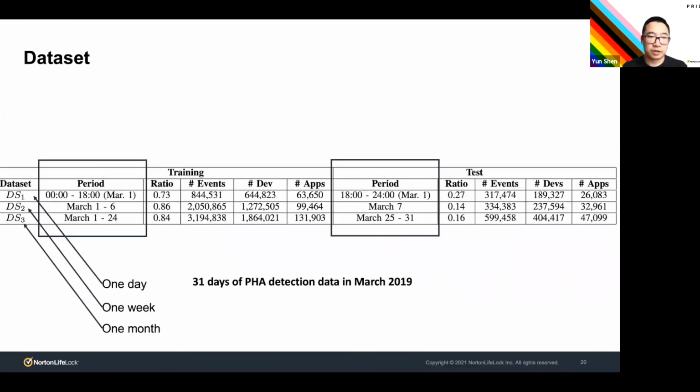Then we evaluate the system using 31 days of PHA detection data from our company. We cover 3 scenarios: 1-day prediction, 1-week prediction, and 1-month prediction. And we strictly require that the training data does not overlap with the test data. So for example, if we use a user's historical information to do the 1-week prediction, that means we will use the first 6 days of historical information to train the model and to predict the device's installation behavior on the 7th day. That's the setup of our evaluation.